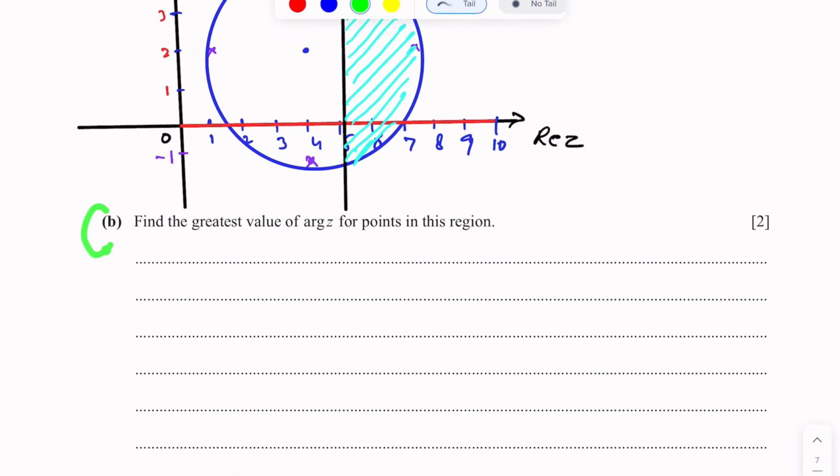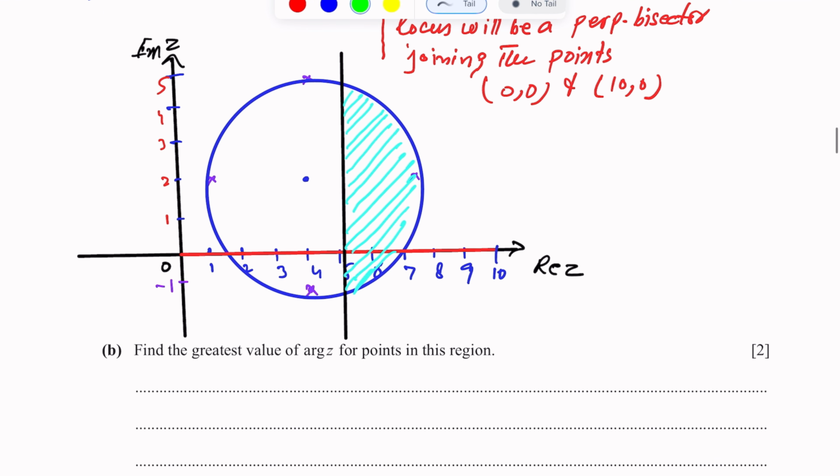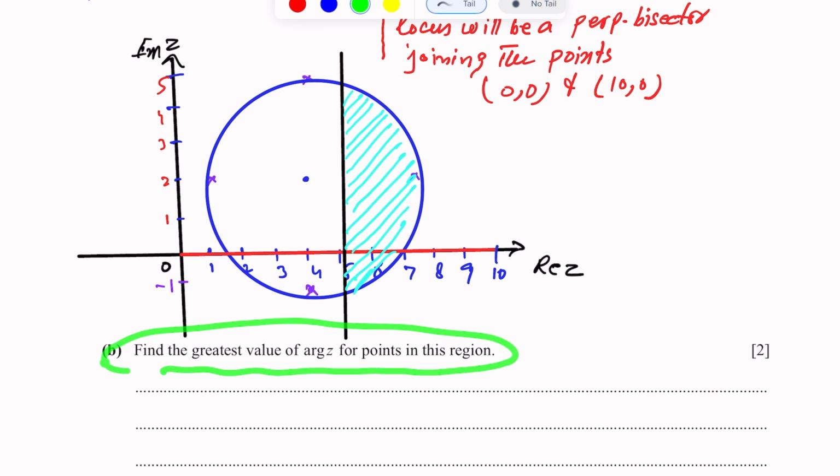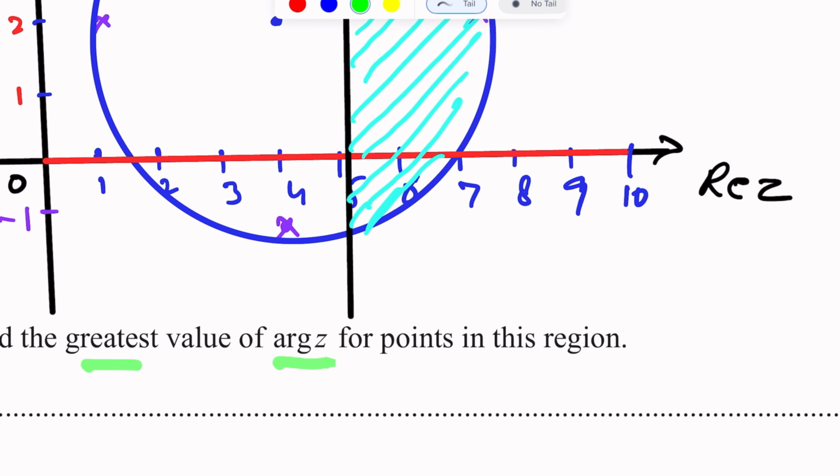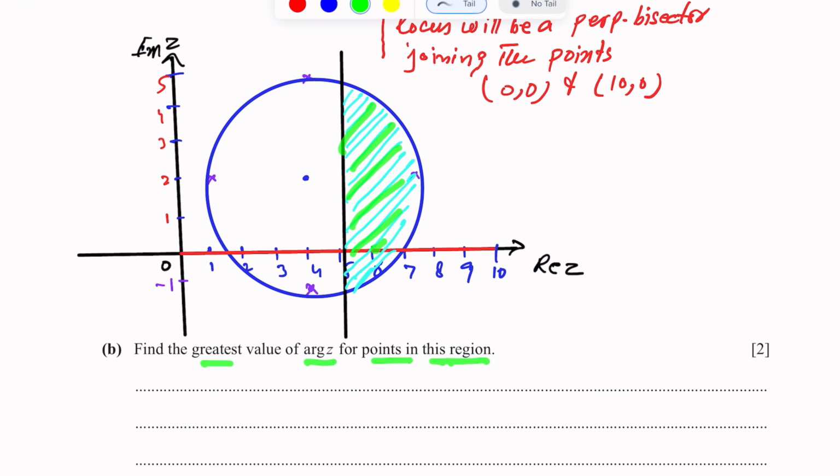The next part B of this question, we will take help from this diagram to answer. Find the greatest value of argument of Z for points in this region. Region is this shaded region. This means the greatest value of argument of Z. The argument of Z is the angle made from the origin by the position of Z, and we want the maximum, greatest angle.